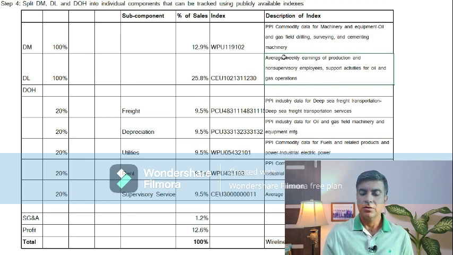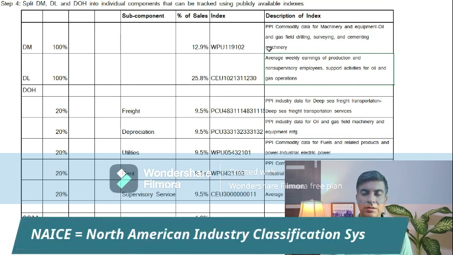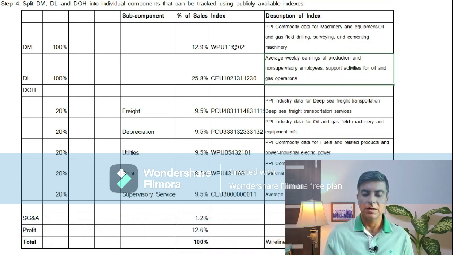So if you know the industry, if you know the NAICS code for the industry, I don't remember the full form of the code, but if you know all that information, then you can figure out, it will take some hit and trial for you to find out which index would be the right index to use. But after you have figured it out, you can plug these indexes here. And once you have the indexes here, then you are pretty much done with this step.